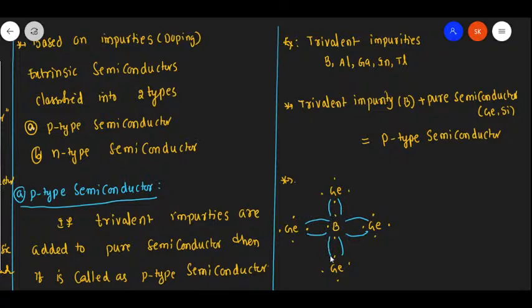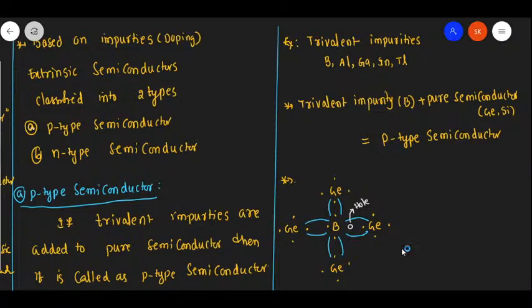One, two, three. But the fourth bond is incomplete. To complete the fourth bond, one electron is required. That means a vacancy is created for the electron. This vacancy is called a hole. This vacancy and these valence electrons, all the electrons drawn in this diagram, are present in the valence band because these are all valence electrons.